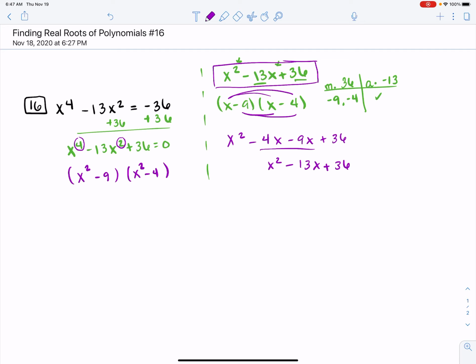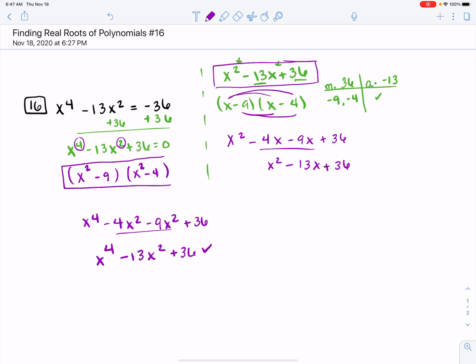So x squared times x squared is x to the fourth. X squared times negative 4 is negative 4x squared. Negative 9 times x squared, negative 9x squared. And negative 9 times negative 4 is positive 36. So combine your like terms: x to the fourth minus 13x squared plus 36, and it worked. So these are the factors.